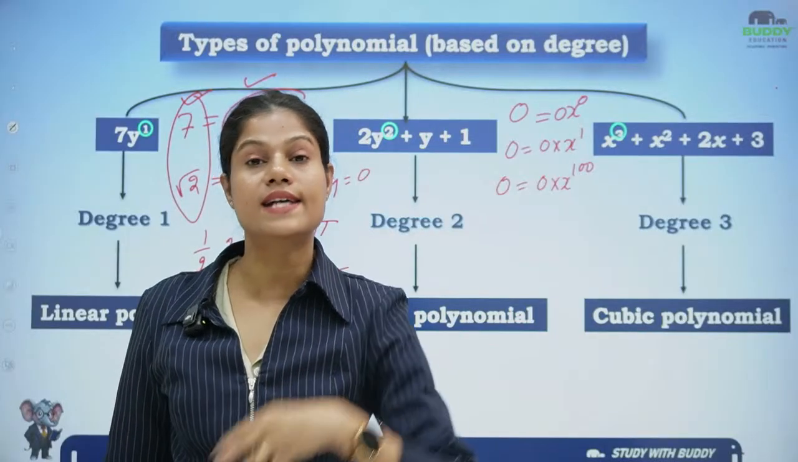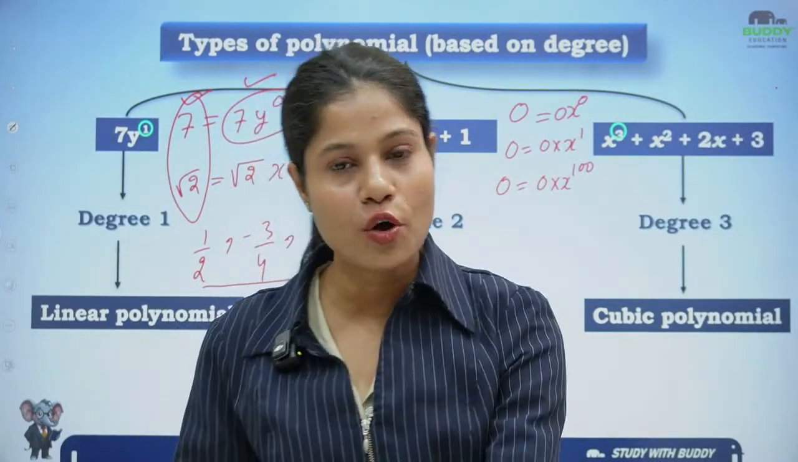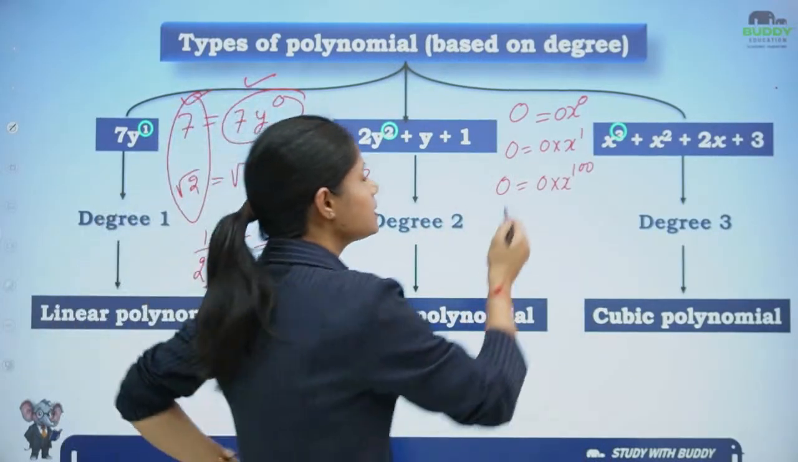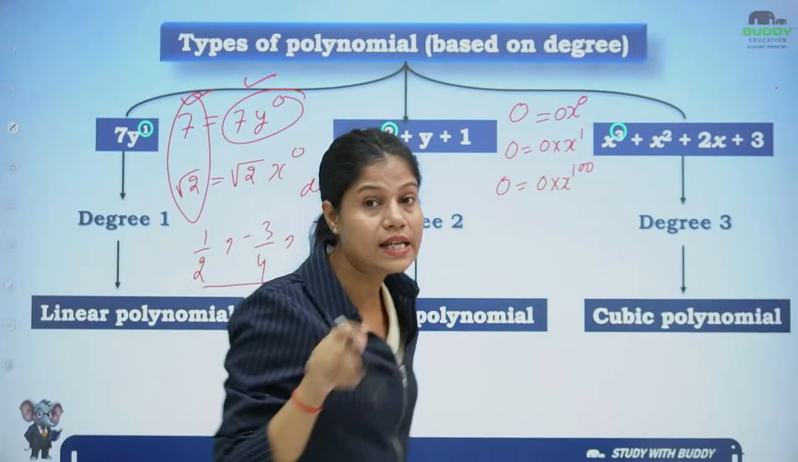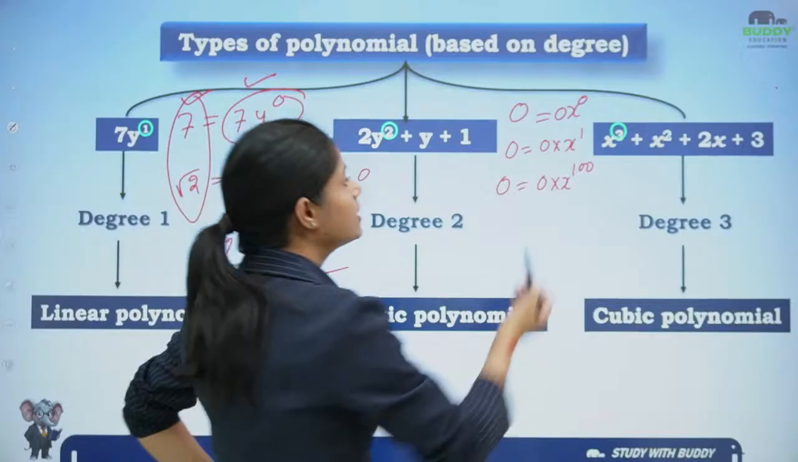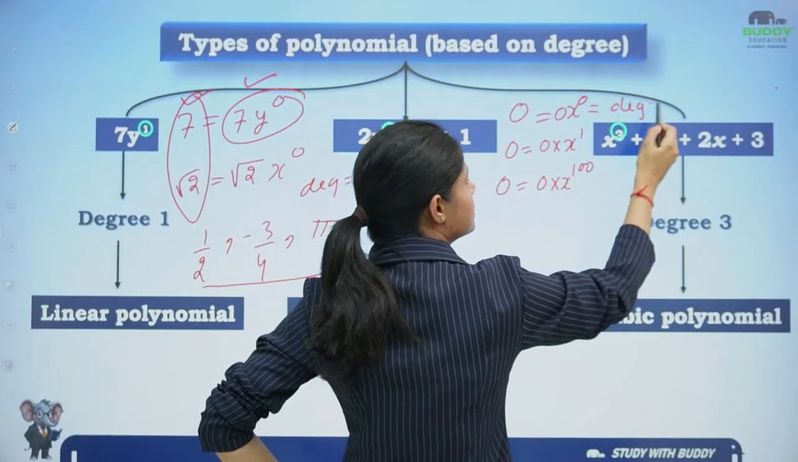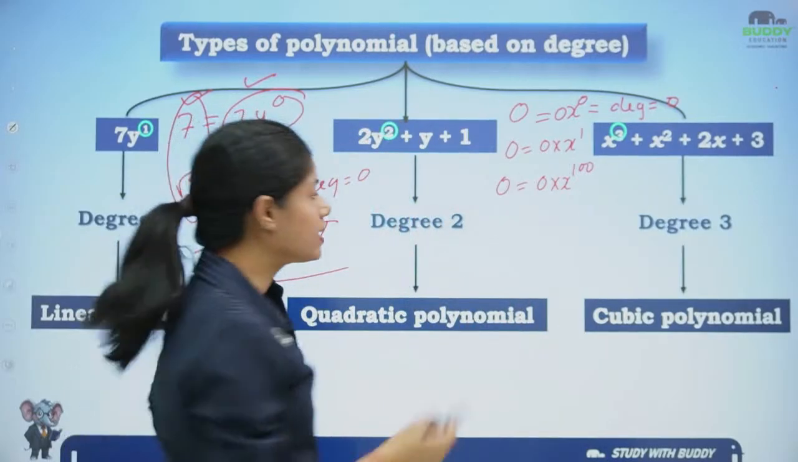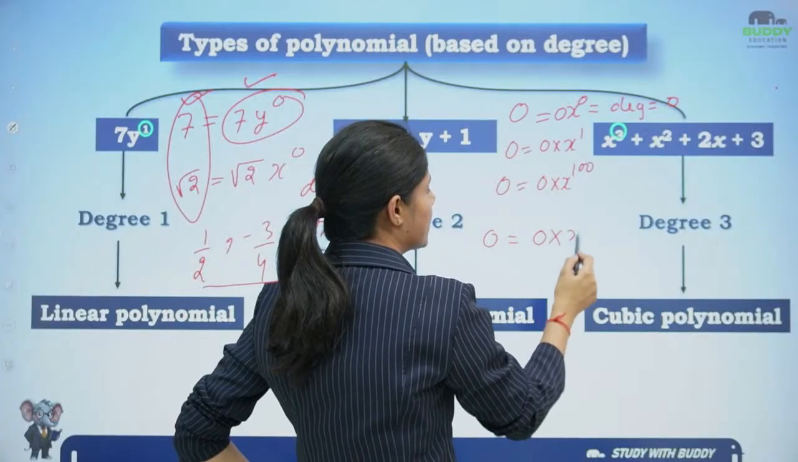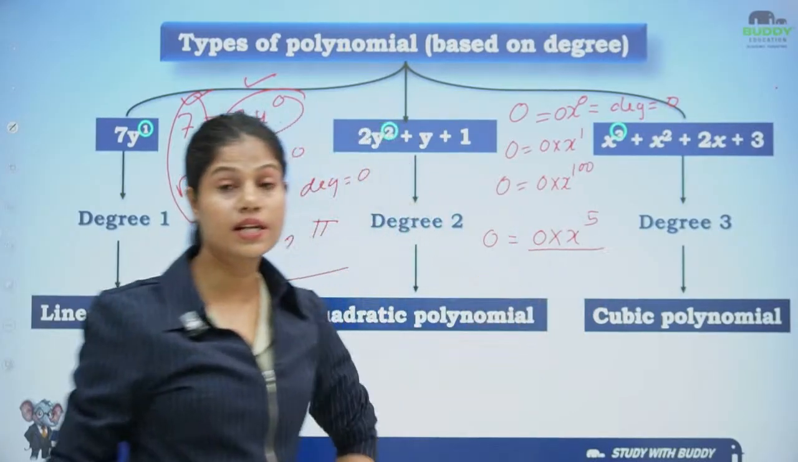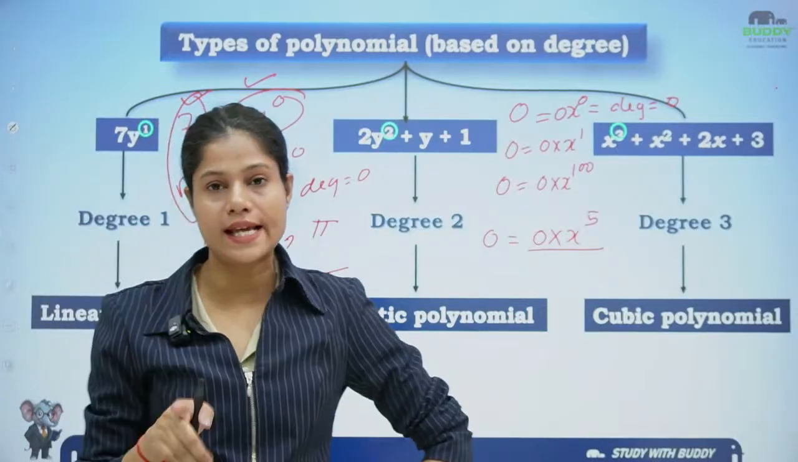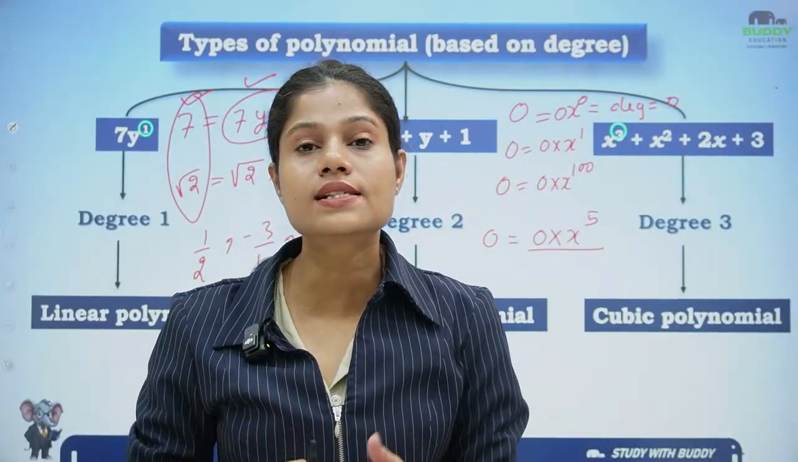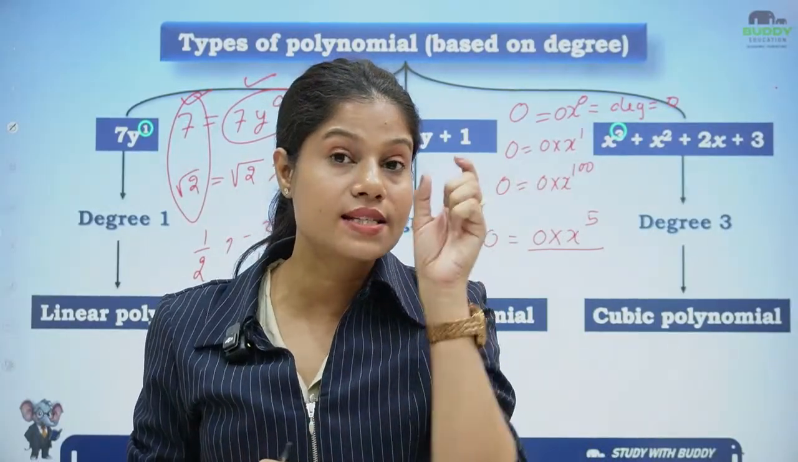0 is known as the zero polynomial, and the zero polynomial is the polynomial whose degree is not defined. Why not defined? Because in each case the degree comes out different. In this case you can say the degree is 0, in this case the degree is 1, in this case the degree is 100. Even if I write 0 into x raised to the power 5, the degree is 5. So that's why we say 0 is the polynomial whose degree is not defined, and this 0 itself is known as the zero polynomial.